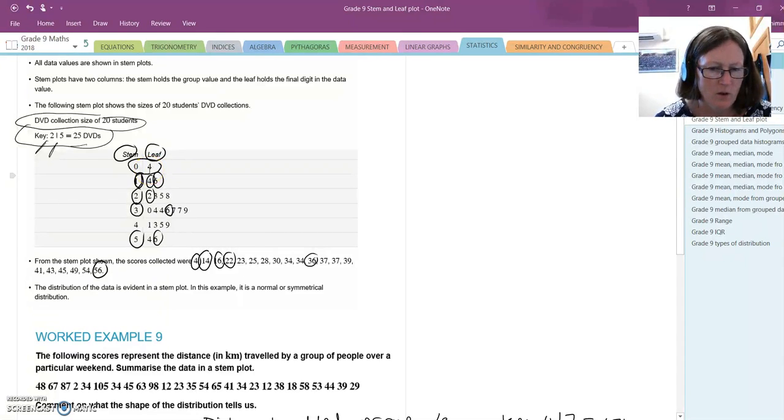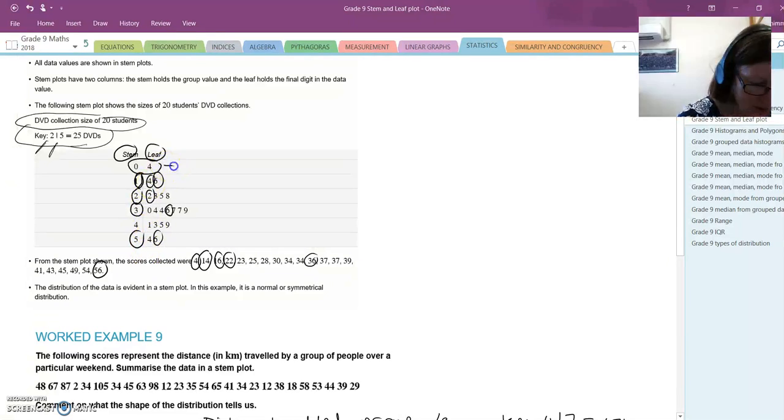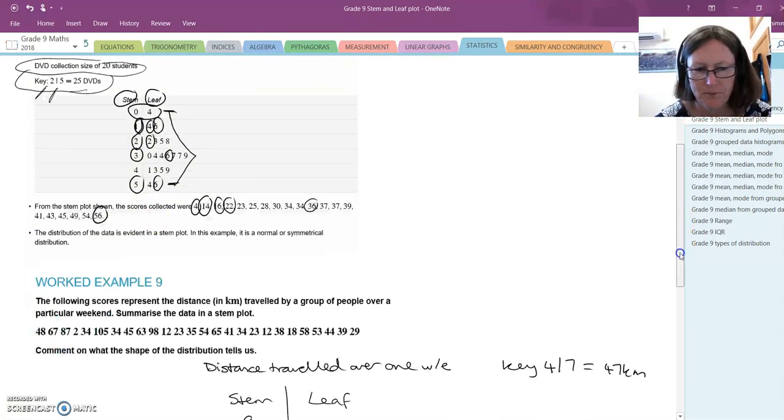This is a normal or symmetrical distribution because the outer scores, so the score here and here, they're smaller and it gradually peaks and then goes back in. That's what we call a normal distribution.